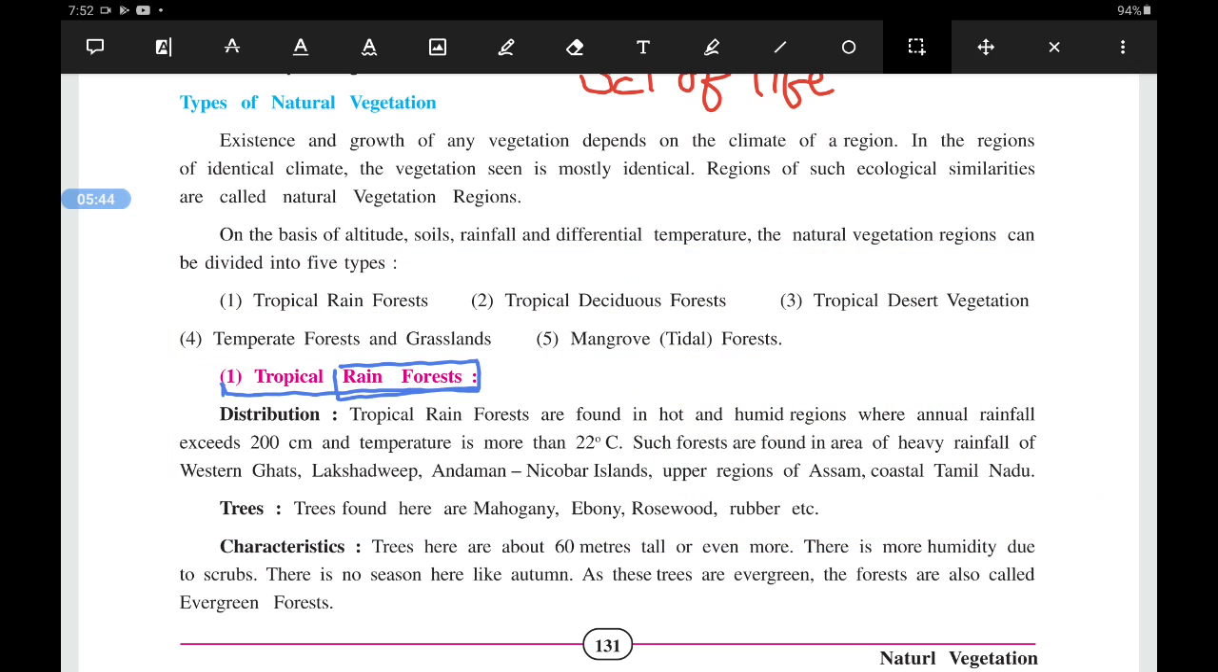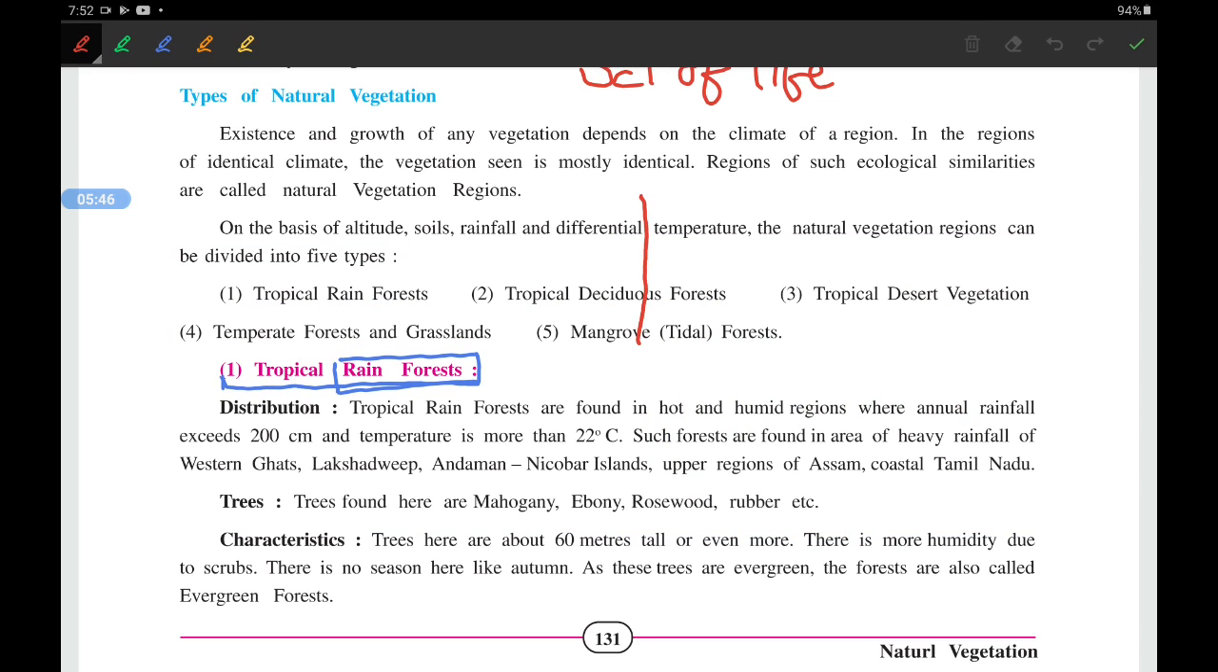Okay, let us go further. We are now seeing where tropical rainforest will be found, the distribution. Tropical rainforests are found in hot and humid regions where annual rainfall exceeds 200 centimeters. When the annual rainfall is more than 200 centimeters and temperature is more than 22 degrees Celsius, you can see the temperature is high.